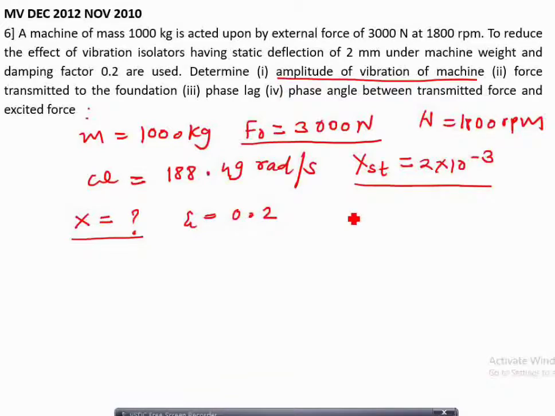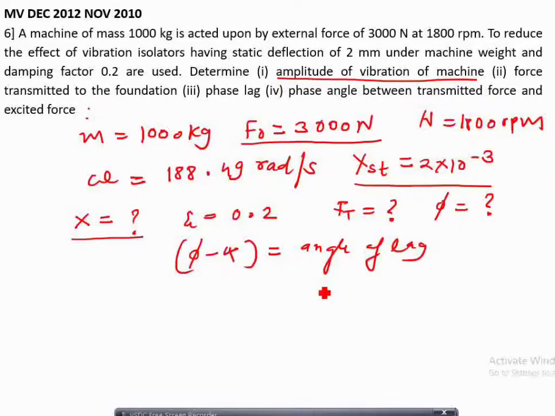Then we have asked you to find out the force transmitted to the foundation, Ft. Phase lag, what is phase lag? Phase lag is nothing but the phase angle between the transmitted force and the excited force. We have asked you to find out the angle of lag, that is phi minus alpha. So this is the data which is given and the data which you have to find out. So first of all, let us find out K.